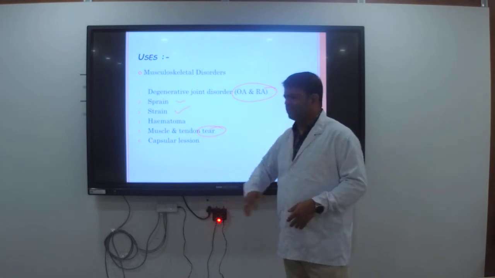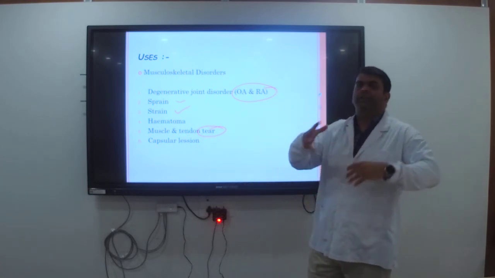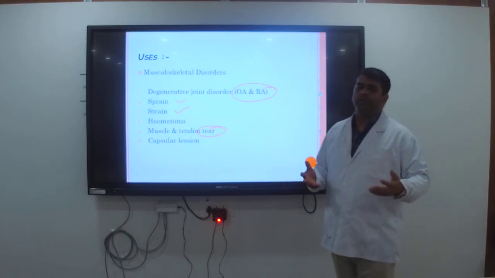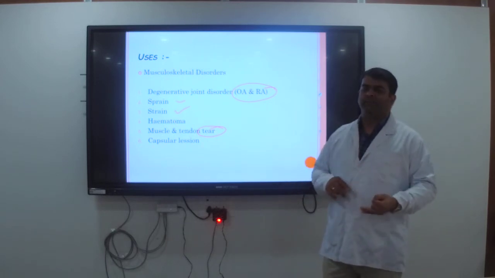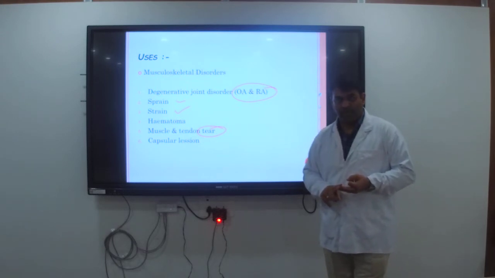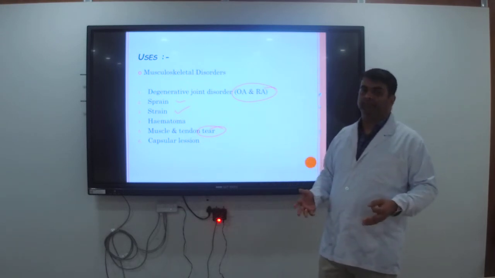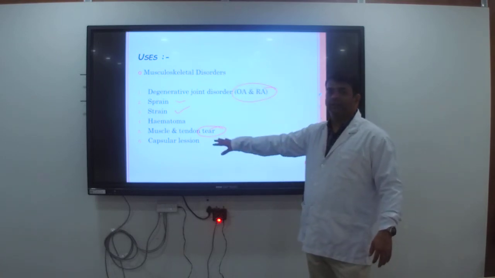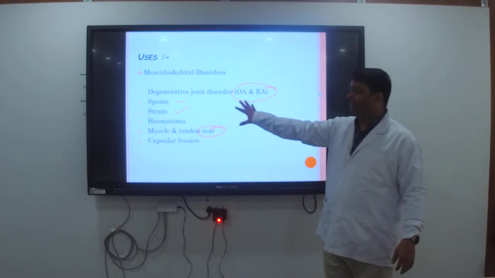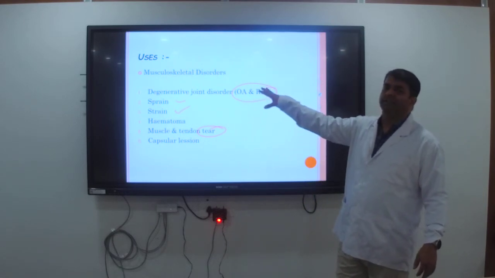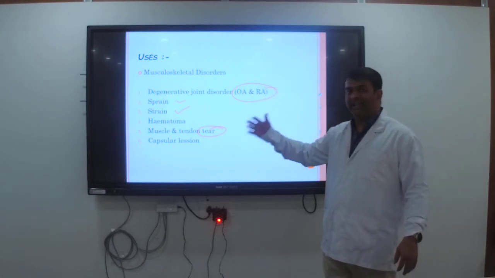And capsular lesions, as I said, capsular lesions. The rotator cuff tear, the capsular tear, it might be due to anything. Maybe a road traffic accident, maybe a sports injury, maybe an occupational hazard. It can happen with anything. So that is capsular lesions. All these conditions and many more can be treated, but these are the basic and common conditions. Many more conditions in musculoskeletal disorders can be treated with SWD.